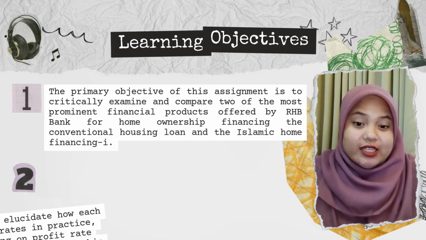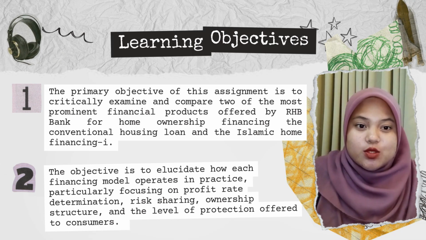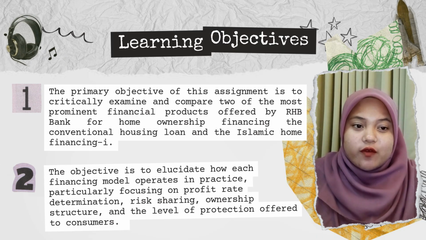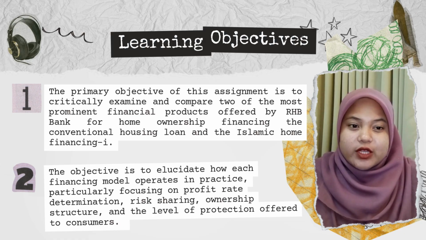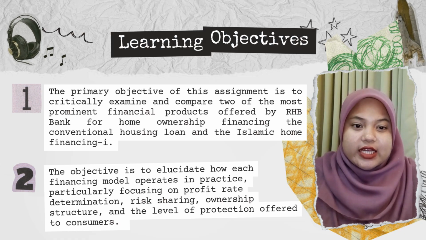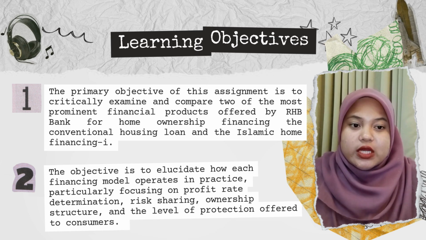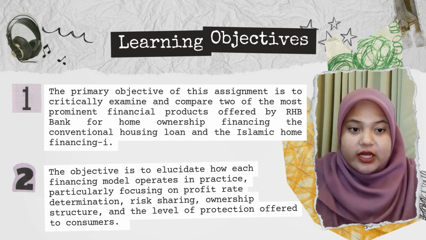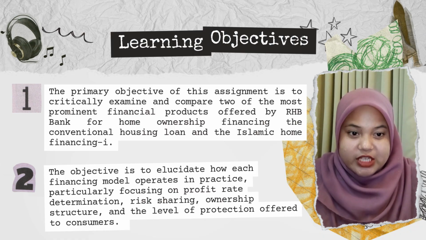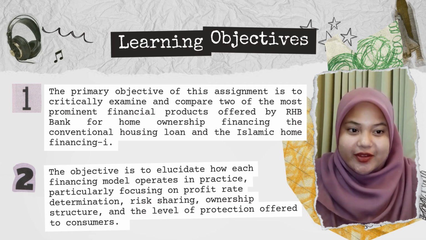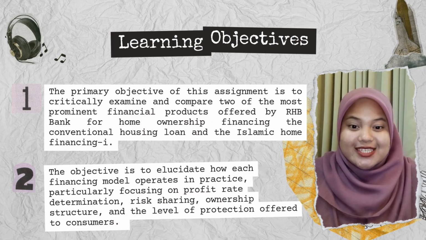Alright, next we go to the objective. The primary objective of this assignment is to critically examine and compare two of the most prominent financial products offered by RHB Bank for home ownership financing: the conventional housing loan and the Islamic home financing. The objective is to elucidate how each financial model operates in practice, particularly focusing on profit rate determination, risk sharing, ownership structure, and the level of protection offered to customers.